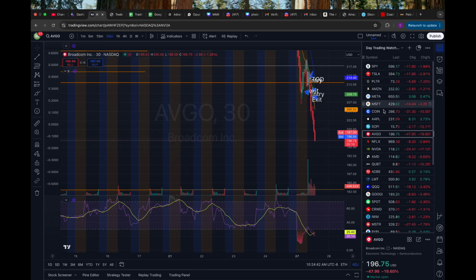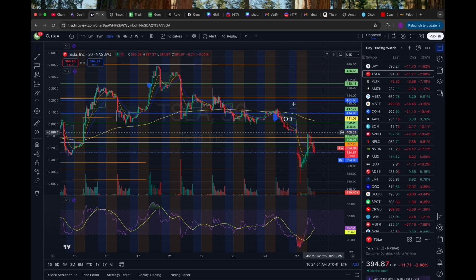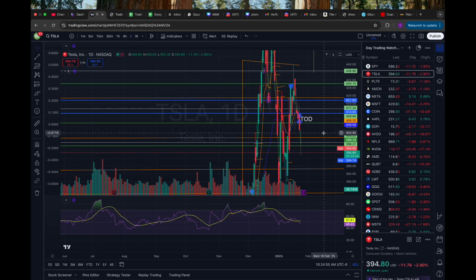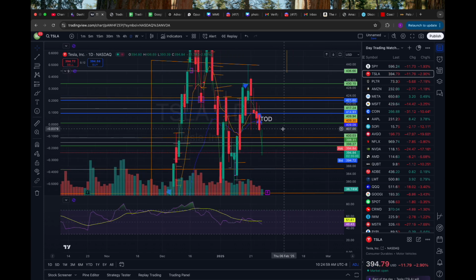And this doesn't matter what the stock is, right? It does not matter. Go to Tesla. Tesla has been pretty bearish for the past week or so. I remember a week and a half ago, it was kind of going up, but yeah. But on a daily, it looks like this.